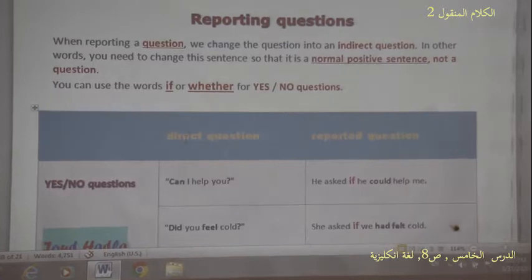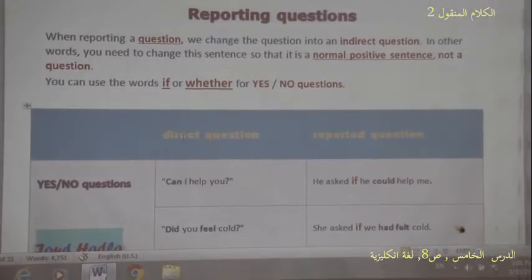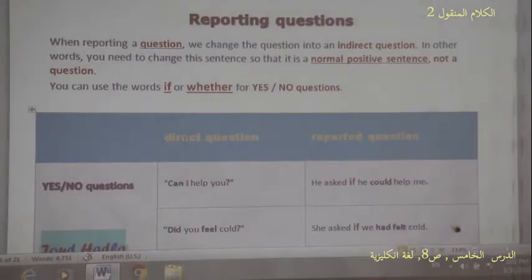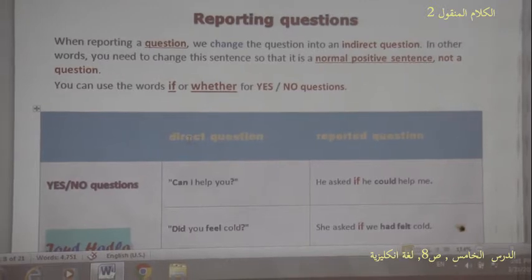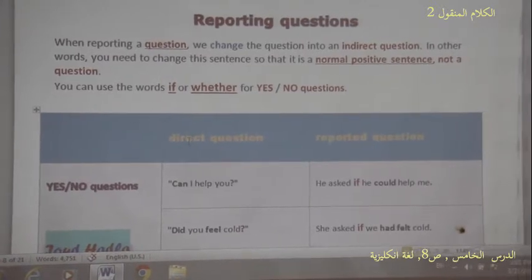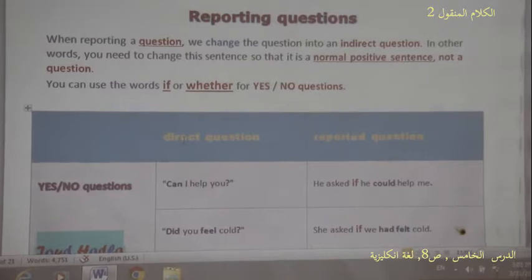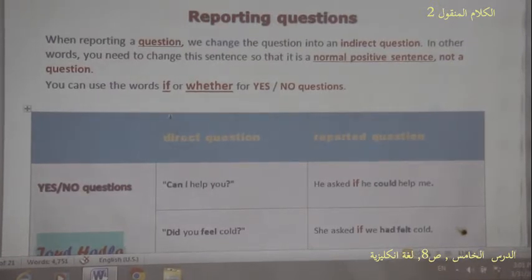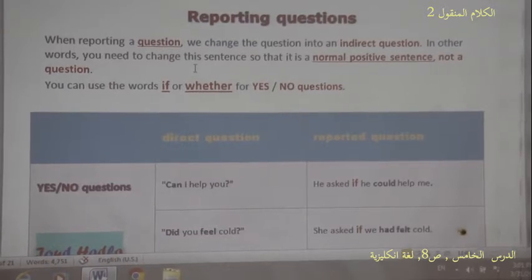Grade 8, lesson 6, reported speech part 2: reporting questions. So dear students, how do we report someone's question? In the first part, you learned about reporting statements or positive sentences. Today, you will learn about reporting a question. Pay attention.